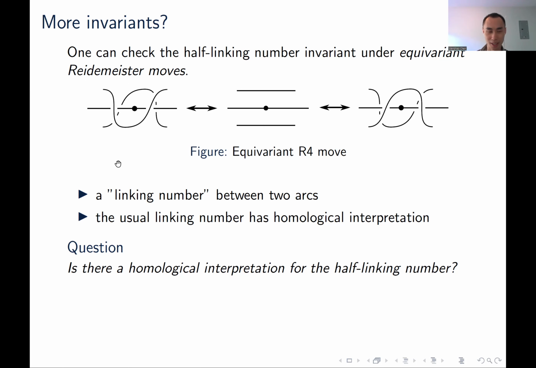And basically, now you can see the half linking number is like the linking number between the two arcs. It's quite a funny invariant if you think about it, because you're only counting the sign of half of the closings, and that's why there's a half in its name.